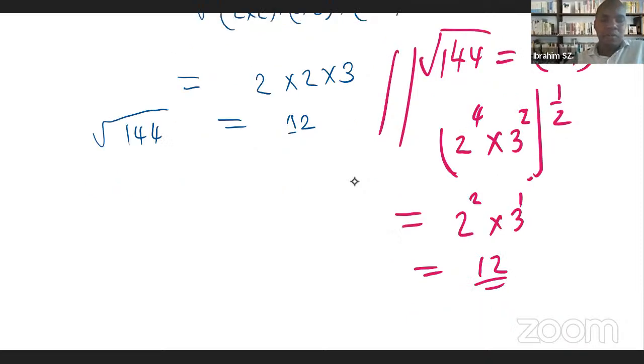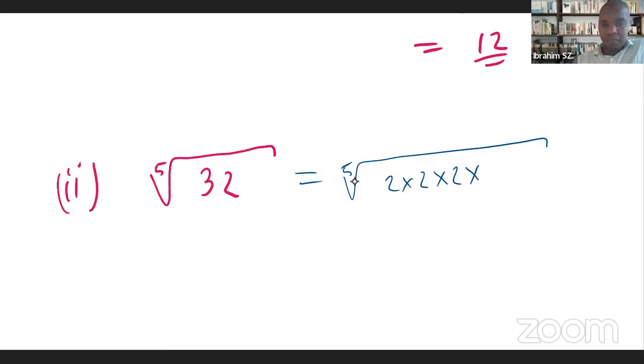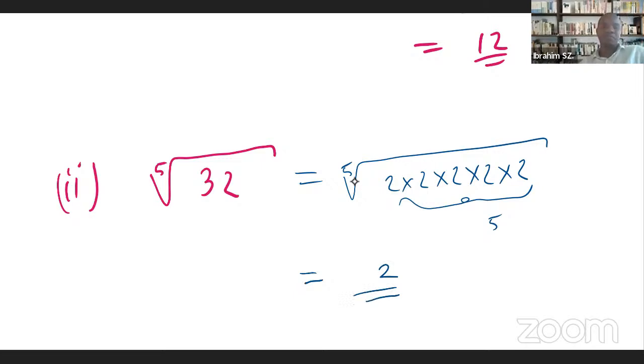Huo ni mfano wa kwanza. The second example, we are supposed to find the fifth root of 32. So the first approach, we are going to use prime factors of 32. Tunajua kwamba hii itakuwa ni fifth root ya 2 times 2 times 2 times 2 times 2. How many 2's we have? We have 5. So basically, fifth root ya 32 itakuwa ni 2.